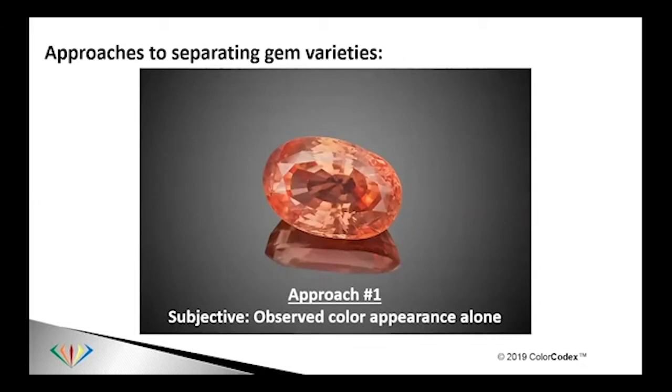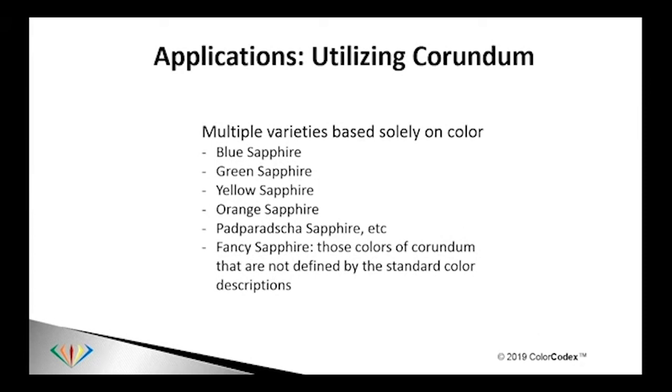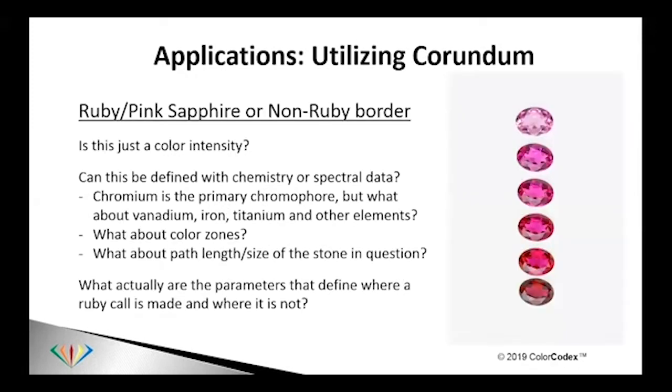And so here, corundum is a perfect species of mineral to use for this because you have many gem varieties which are based strictly on the color. But the one I want to focus on is really this ruby pink sapphire border, or what I more appropriately describe as a ruby non-ruby border.